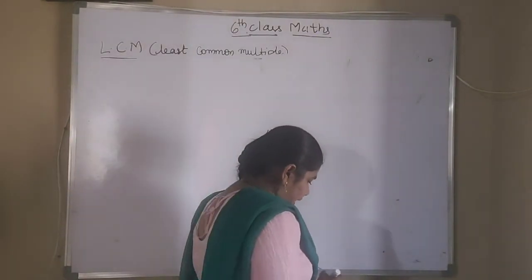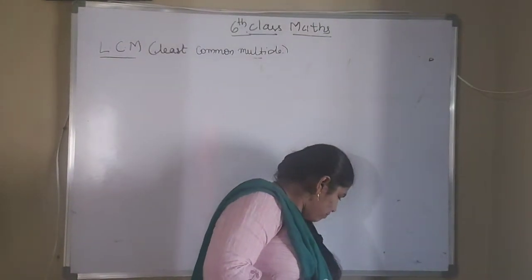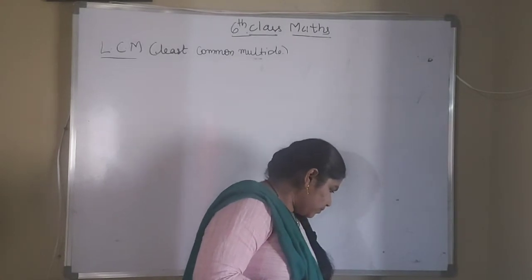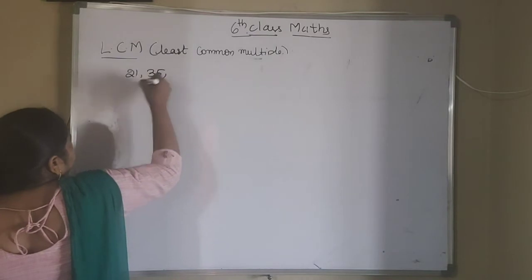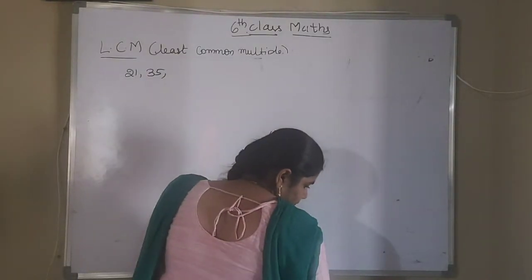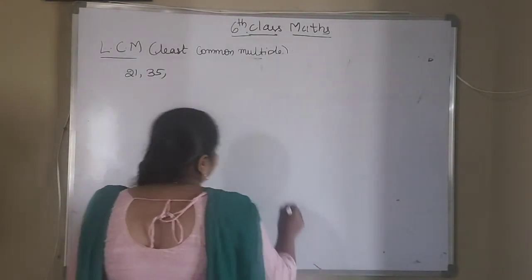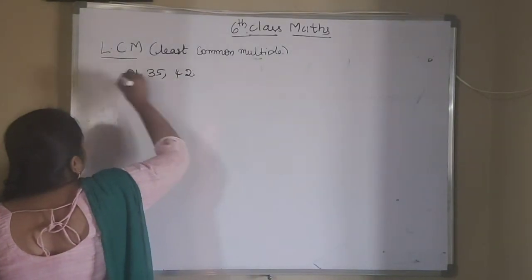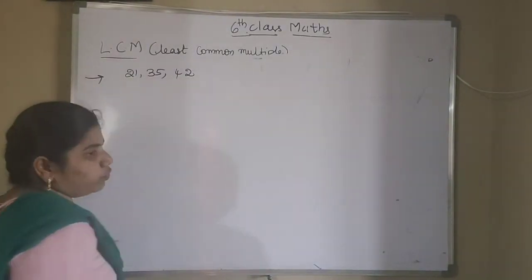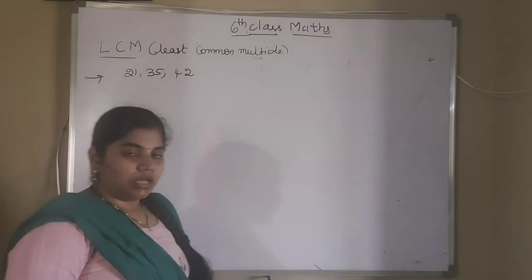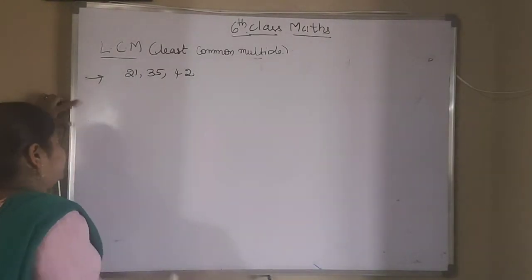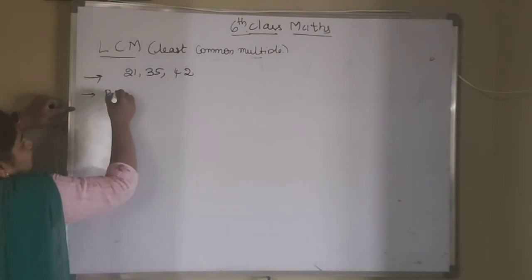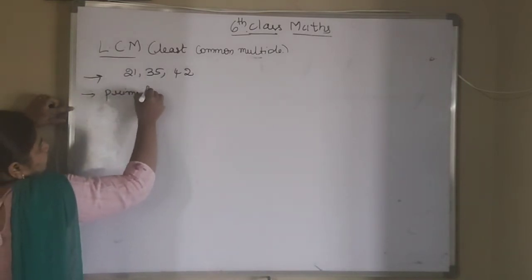So I am taking it as 21, 35 and 42. So this multiple method is not important for you. Only we will use prime factorization and division method. So we will continue with prime factorization and division method. So first I am using prime factorization.